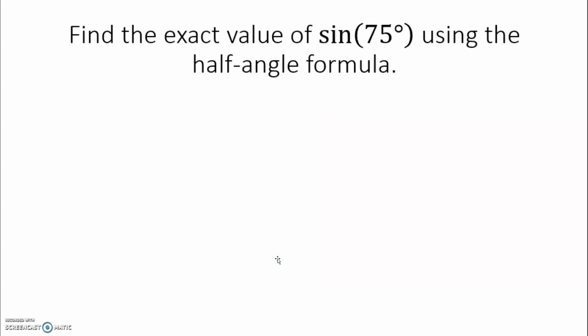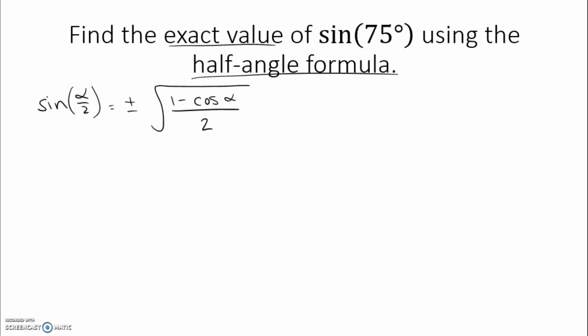Okay, so let's look at this one. Find the exact value of sine of 75 using the half angle formula. So we're going to use this formula right here. And so I'm going to set this right here, the alpha over 2, equal to the angle that they gave us, the 75, and then solve for alpha. So I need to multiply both sides by 2. So alpha is equal to 150. Then whenever I have an alpha here, I'm going to plug in 150.